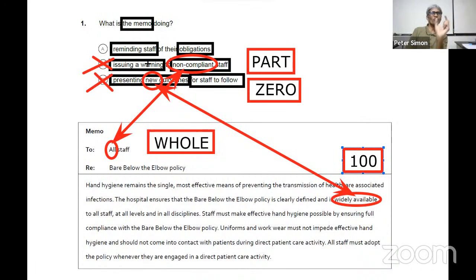If you want to eliminate, one word is enough to eliminate an option, not in the text. In this option, one word can eliminate. In this option, non-compliant, non is eliminating. Here, new is eliminating. But if you want to confirm, 100% should be there, matching. If it is not the answer, 1% is enough to eliminate. But if it is the right answer, you have to show that all the parts are there. That's the point. Reminding.